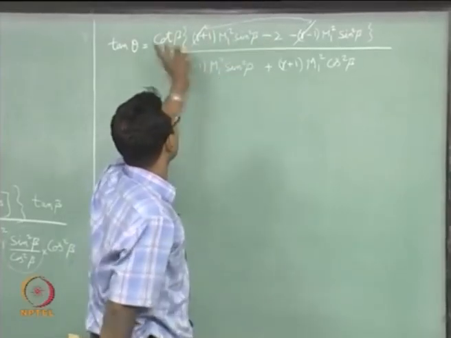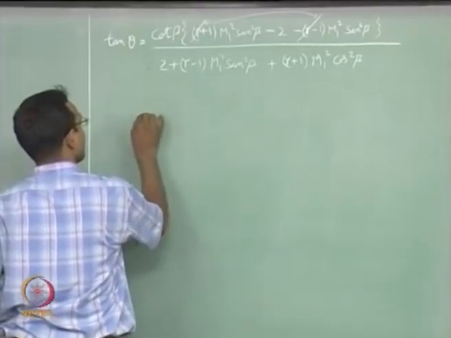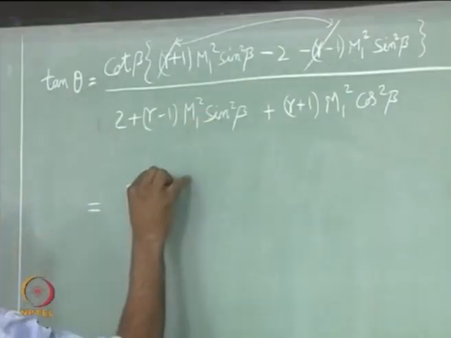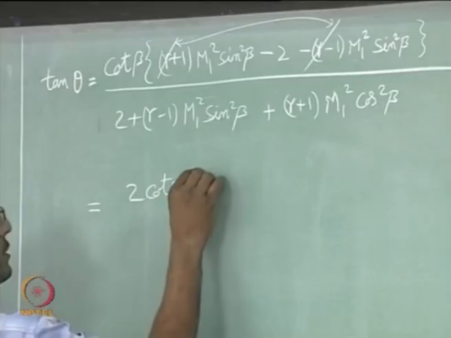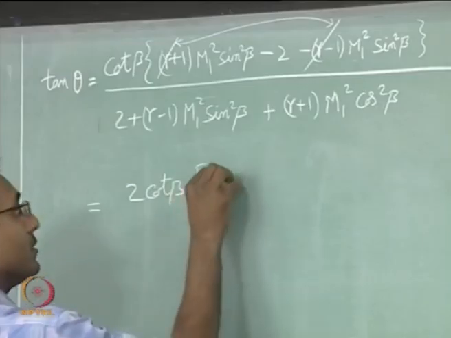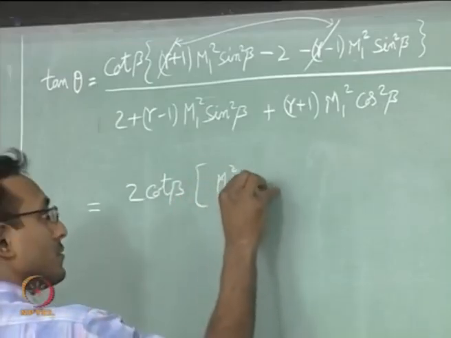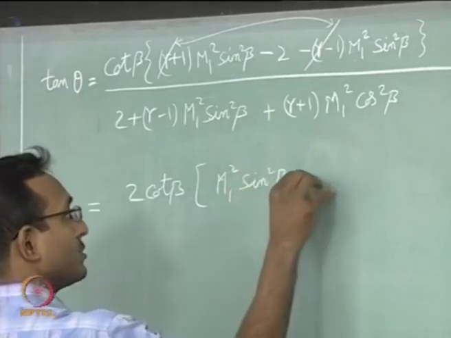So, I can take a 2 out common, and I will write this as 2 cot beta multiplied by m1 square sin square beta minus 1.